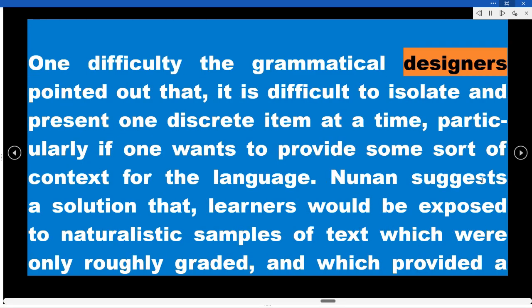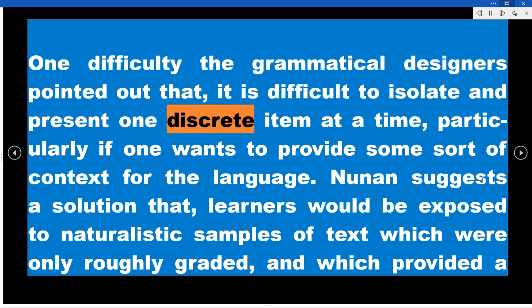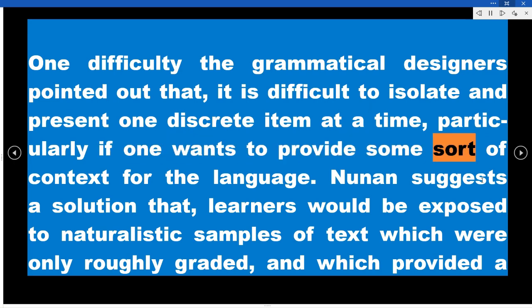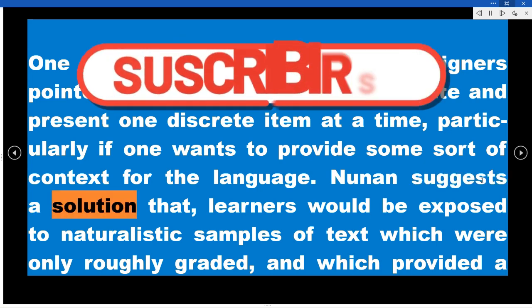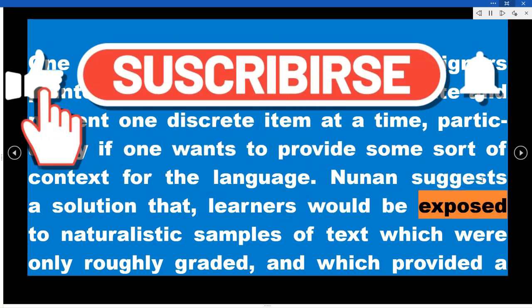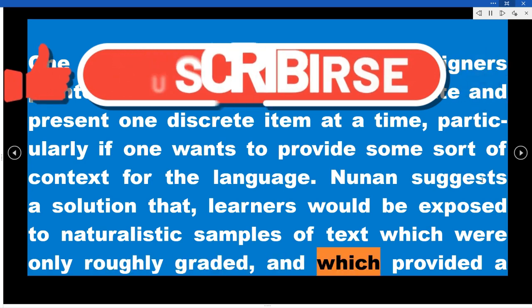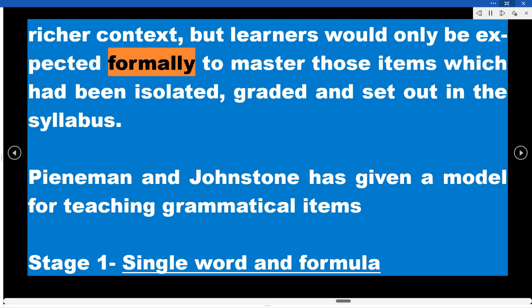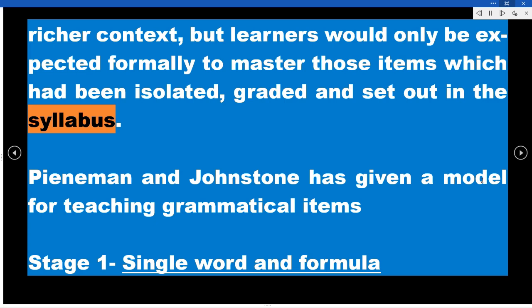One difficulty: the grammatical designers pointed out that it is difficult to isolate and present one discrete item at a time, particularly if one wants to provide some sort of context for the language. Nunan suggests a solution that learners would be exposed to naturalistic samples of text which were only roughly graded, and which provided a richer context, but learners would only be expected formally to master those items which had been isolated, graded and set out in the syllabus.